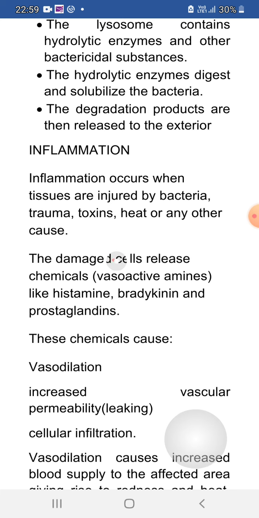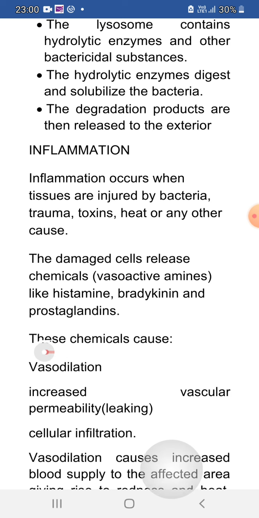When damage occurs, the nervous cell releases chemicals known as vasoactive amines. These are mediators of inflammation. They include histamine, bradykinin, prostaglandin, and many others like C-reactive proteins. These chemicals, when released, cause changes in the blood vascular system, mainly at the point where there is an attack, a wound or injury. So they cause vasodilation of the vessels.